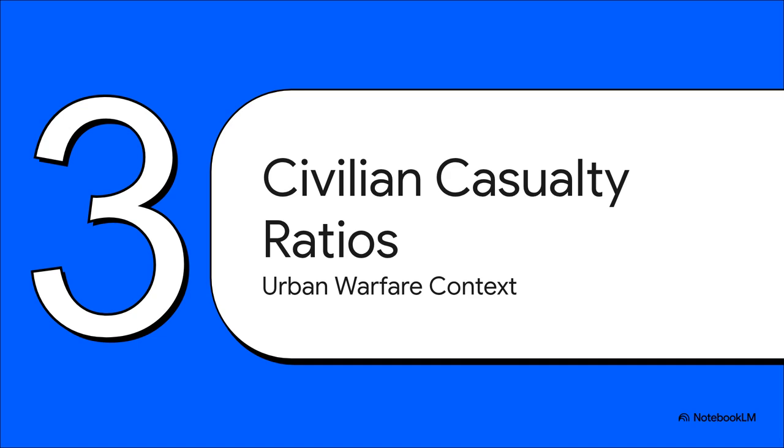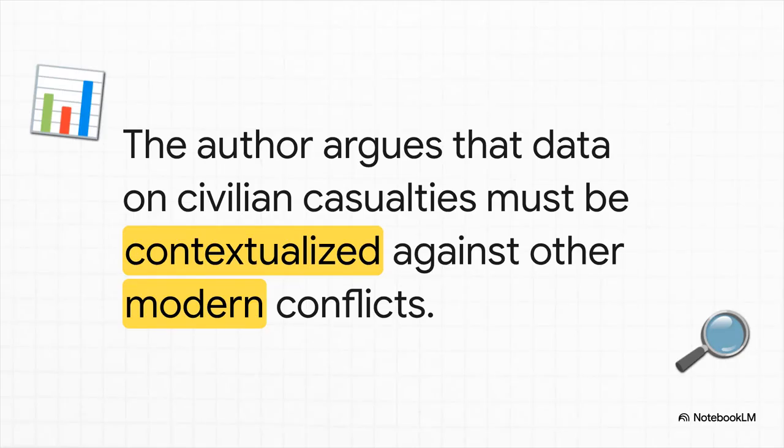Now we're going to pivot to the third major part of the paper's refutation, and this one is all about the data. The author argues that while the numbers of civilian casualties are, of course, tragic, you can't understand them in a vacuum. You have to analyze them within the specific, brutal context of modern urban warfare. The whole idea here is that raw numbers can be incredibly powerful emotionally, but they can be misleading if you don't have a baseline for comparison.